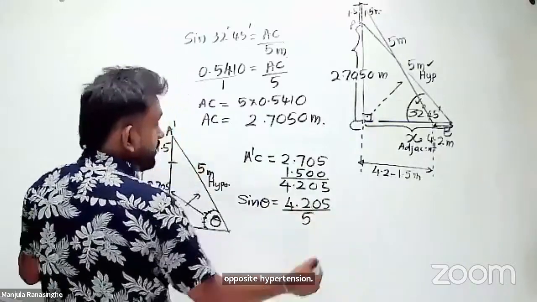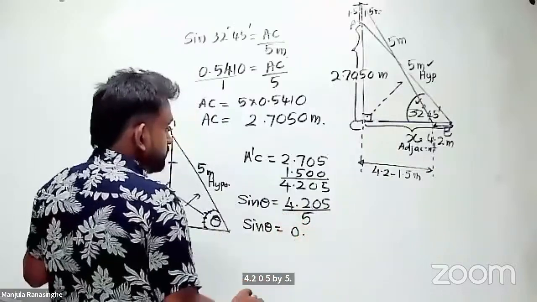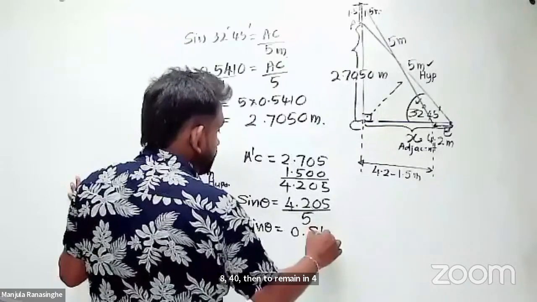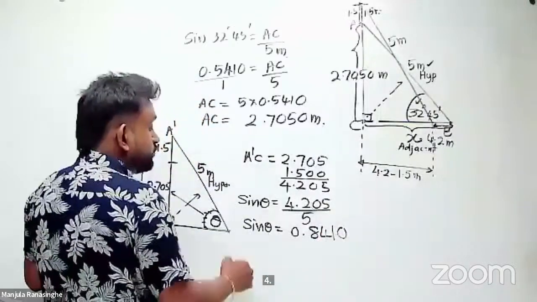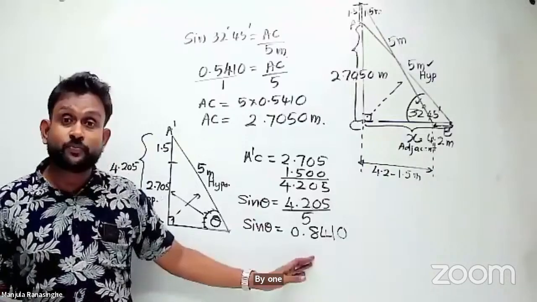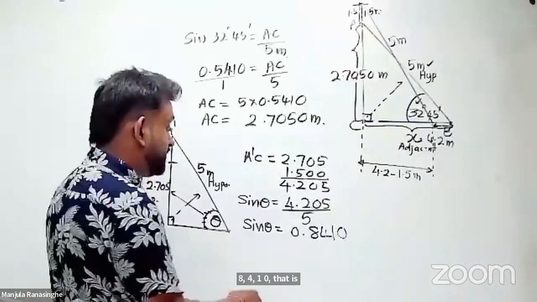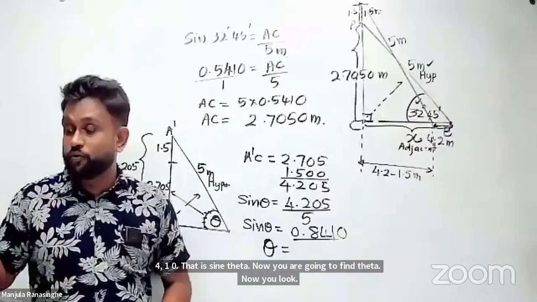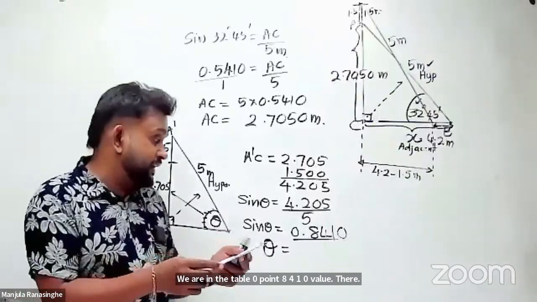4.205 divided by 5. Then sine theta gives you 0.8410. So you can put the 0 at the end. Now sine theta is 0.8410, that is sine theta. Now you are going to find the theta. Now you look in the sine table for the value 0.8410. So check 0.8410 there.